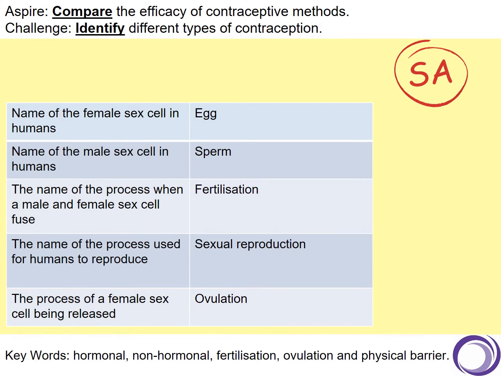Okay, let's just check those answers. The female sex cell in humans is called an egg, and the male sex cell in humans is called the sperm cell. The process when a male and a female sex cell fuse together is fertilization, and the process used for humans to reproduce is called sexual reproduction. And finally, the process of a female sex cell being released is ovulation.